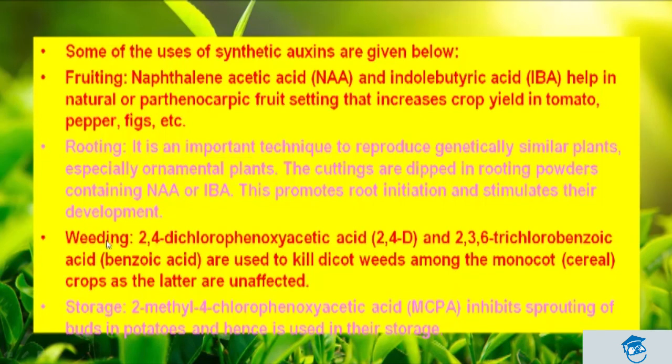And third is weedicide. For example, 2,4-D, that is 2,4-dichlorophenoxyacetic acid, and 2,3,6-trichlorobenzoic acid. They are used to kill dicot weed among monocot crop, as the latter are unaffected. As I told you that monocot plants are not affected. For storage, synthetic auxin, which we call 2-methyl-4-chlorophenoxyacetic acid, that is commonly called MCPA, inhibits sprouting of the bud in potato, and hence it is used in their storage. Okay, so these four are the uses of synthetic auxin, such as fruiting, rooting, weeding, and storage.